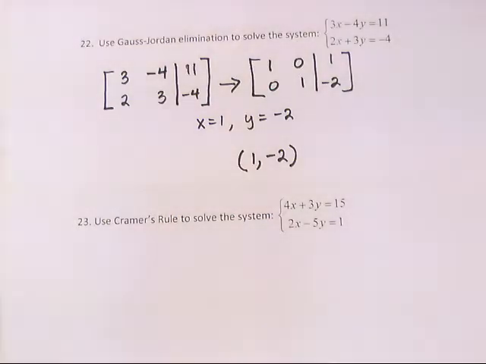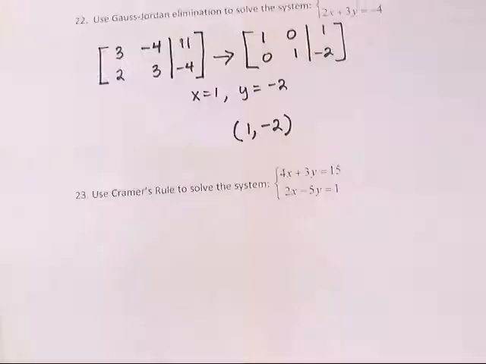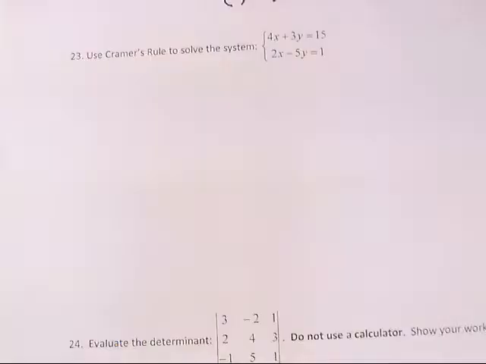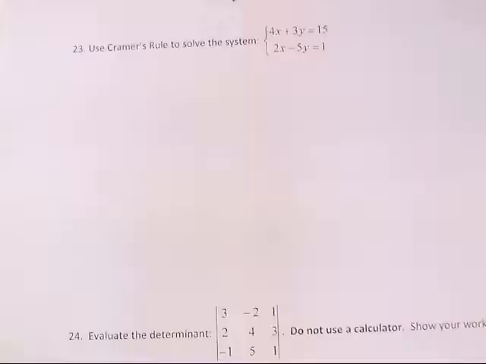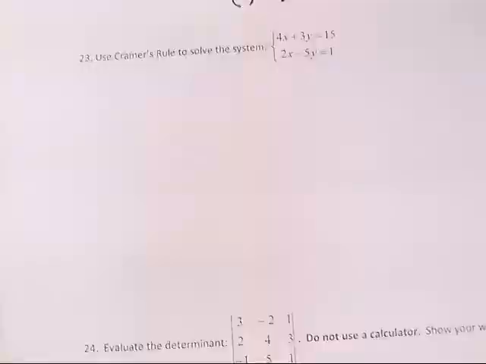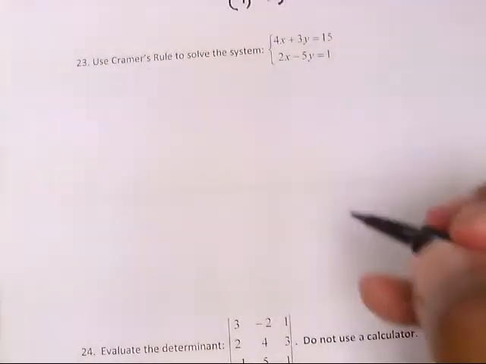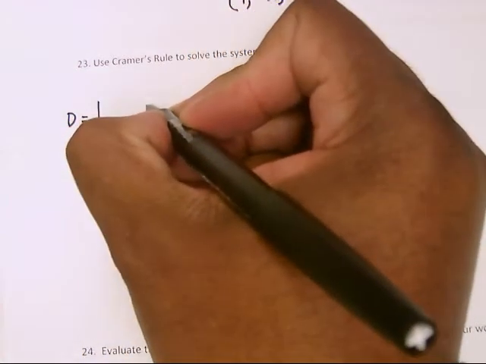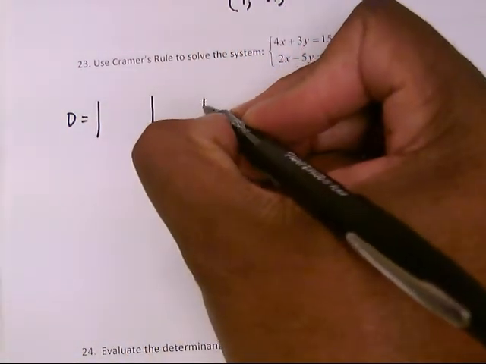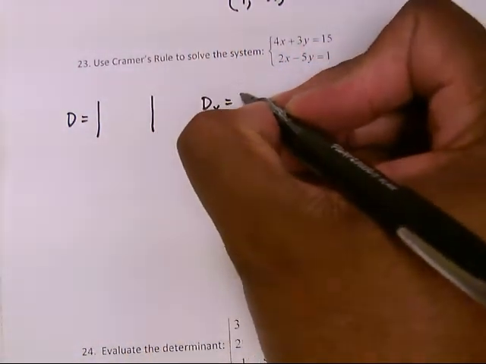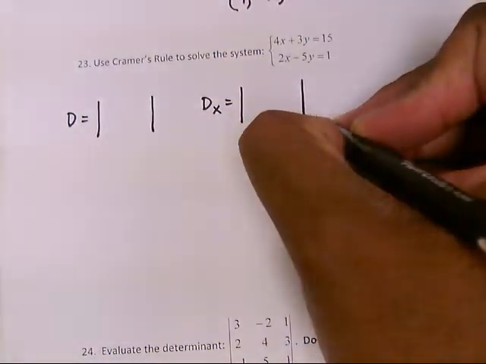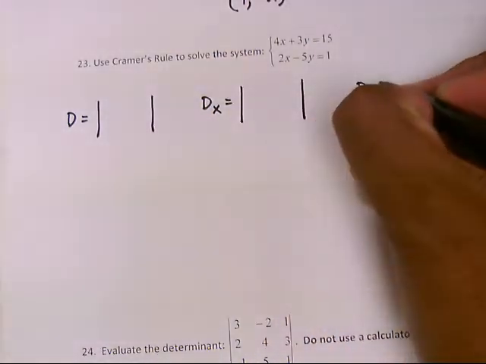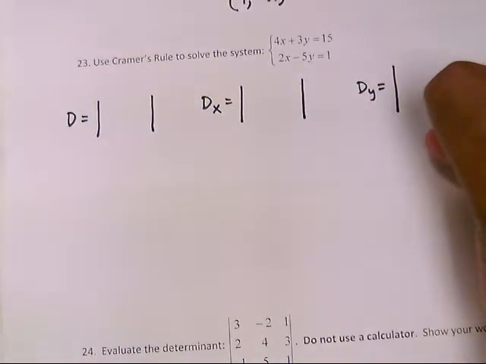Alright, number 23 is using Cramer's rule to solve this system: 4x plus 3y is equal to 15, and 2x minus 5y is equal to 1. Now, in Cramer's rule, you have three different determinants. One for D, the other one is for D sub x, the other one D sub y.